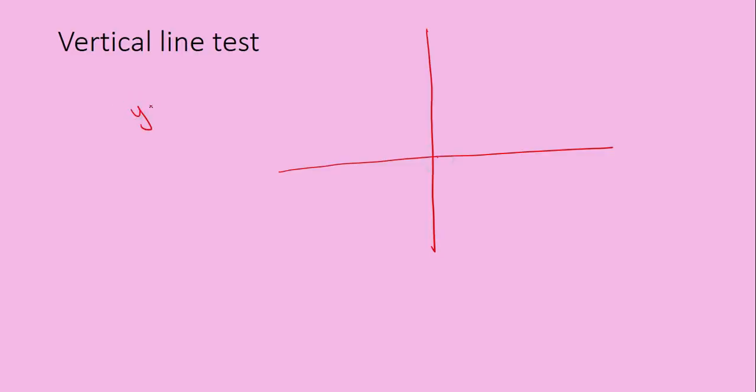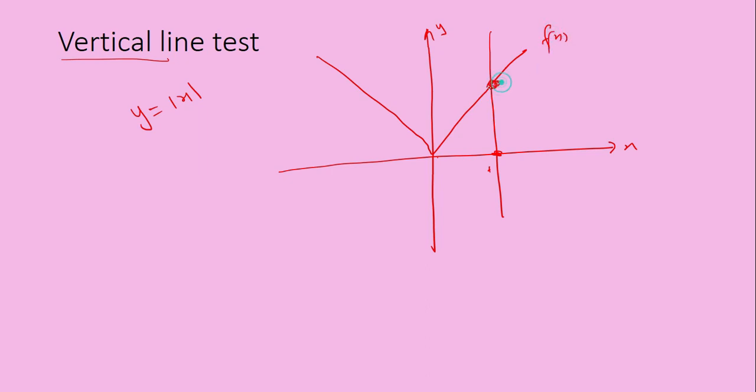We'll take the graph y is equal to absolute value of x. This is a V-shaped curve. This is the x-axis and this is the y-axis. You see, when I draw a vertical line anywhere in this graph, here this is the x value, this is the y value. For one x value, whatever x is here, there is only one y value. So a vertical line intersects the function f of x only at one point. It should not intersect at 2 points. Therefore, this is a function.